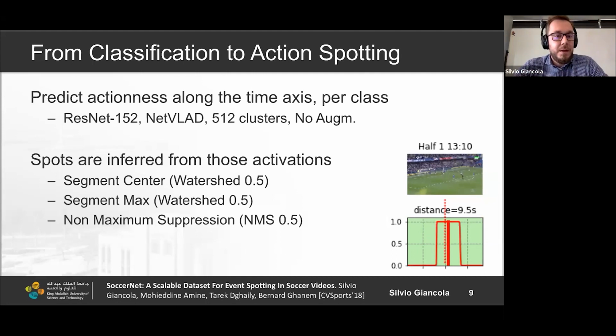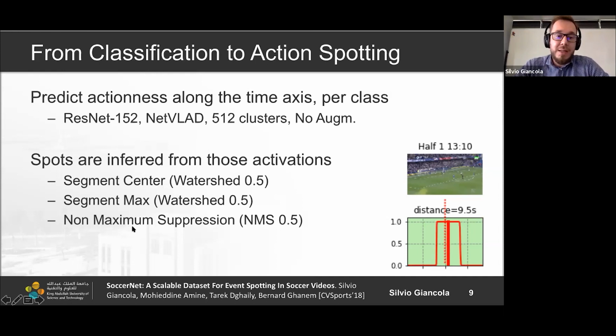Now, how do you go from this actionness to the spots? Well, there were different methods that were introduced in that specific paper. We had using a threshold of 0.5. So basically you have a threshold at 0.5 and you take whatever is above, that would create some segments. Those segments, you can either take the center of the segment or the maximum value in that specific segment. And that is how you get your single timestamp that can be used for spotting.